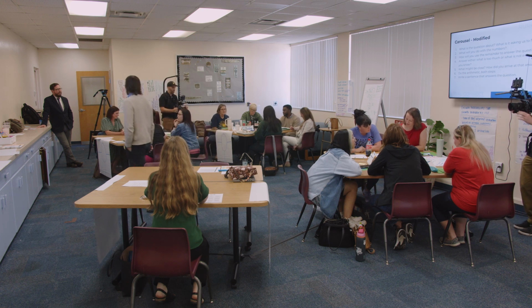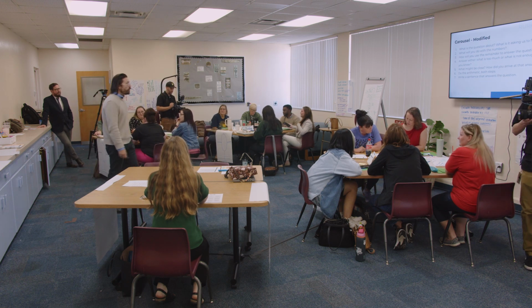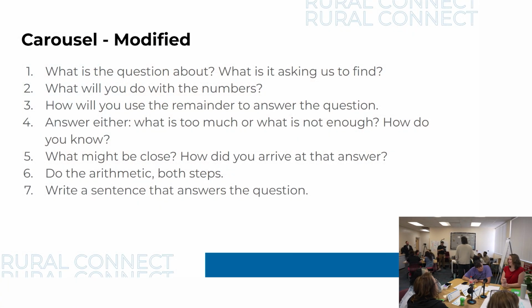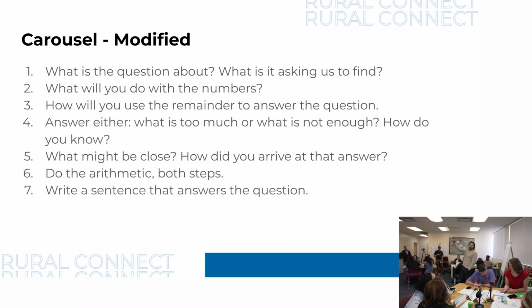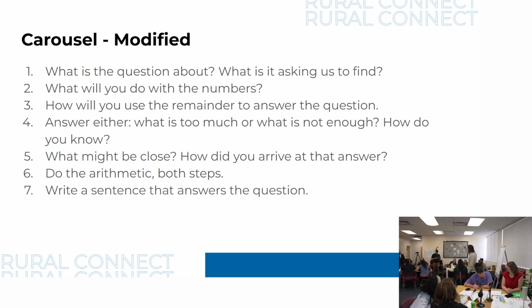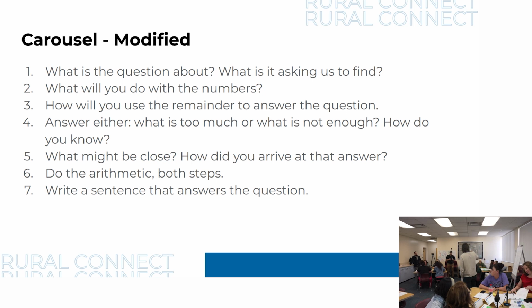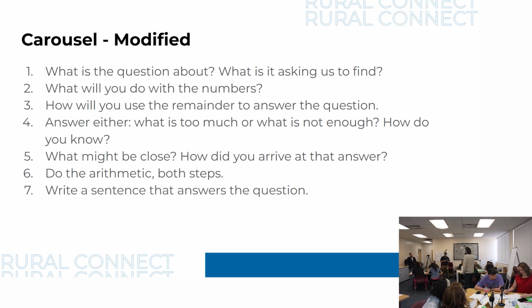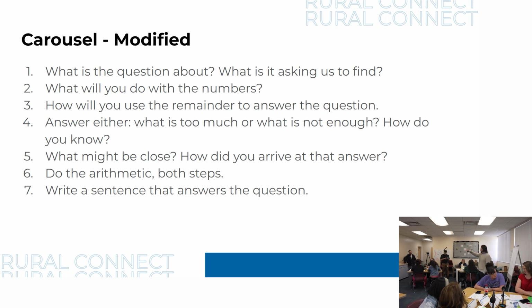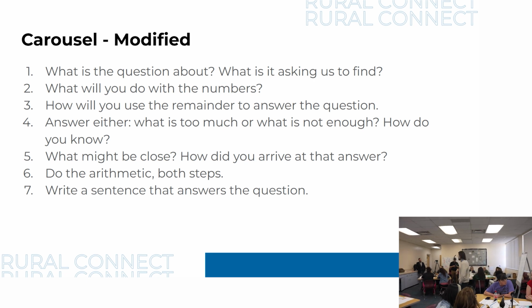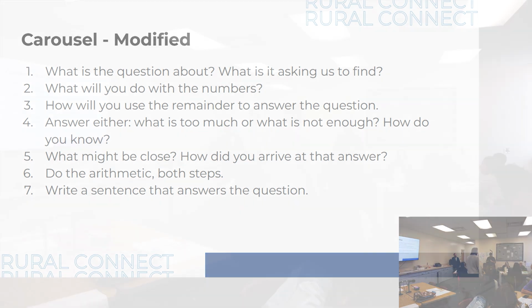All right, final step. I want you to write a sentence that answers the question. So if we look back at number 1, we wrote what it's asking us to find. I want you to answer that question using the number that the last group just found in number 6. Also remember what you talked about at step 3. You've got to think about what the remainder means in the question. Use that thinking as well. So write a sentence that answers the question.